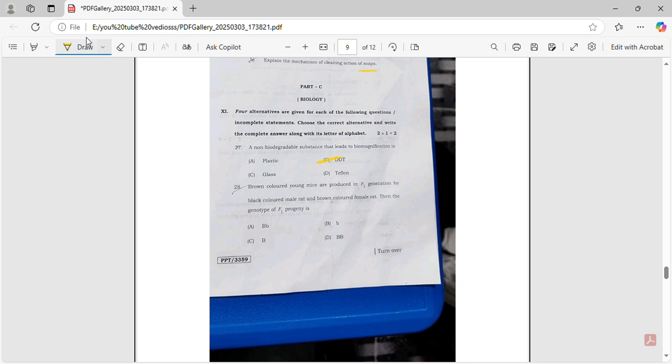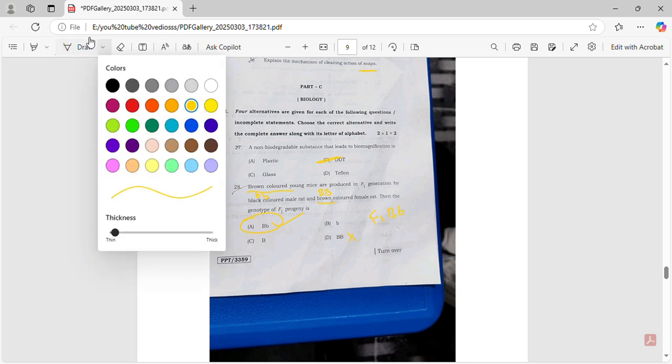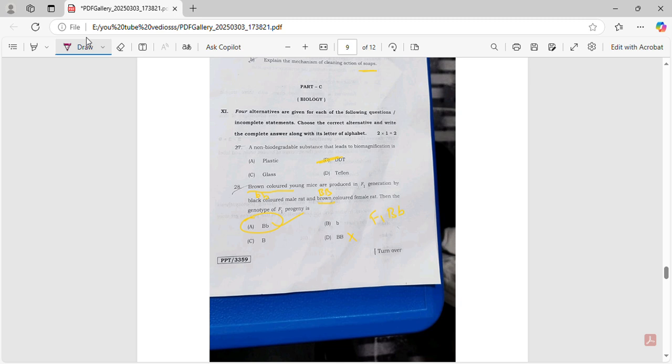Brown colored young mice are produced in the F1 generation by a black colored male rat and a brown colored female rat. Then the genotype of the F1 progeny is? See, brown colored young mice are produced, so brown is dominant. Think of it, this is brown and this is black. So obviously this will be produced. There is no chance otherwise, since the F1 generation always gives heterozygous, so it should be Bb. Okay, hope you guys understood. Bb is the answer.